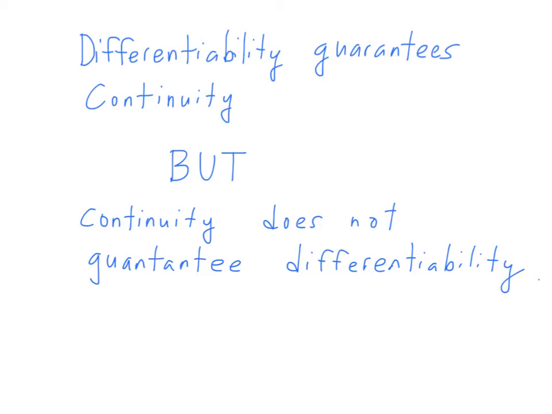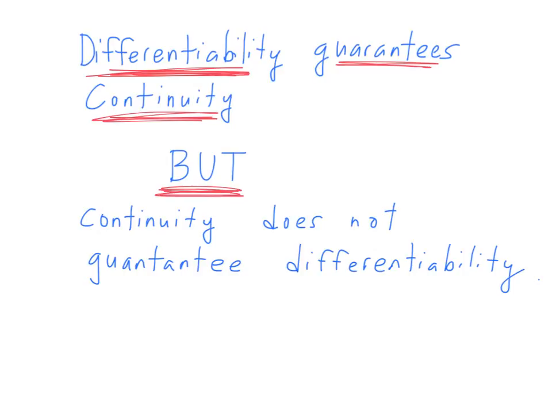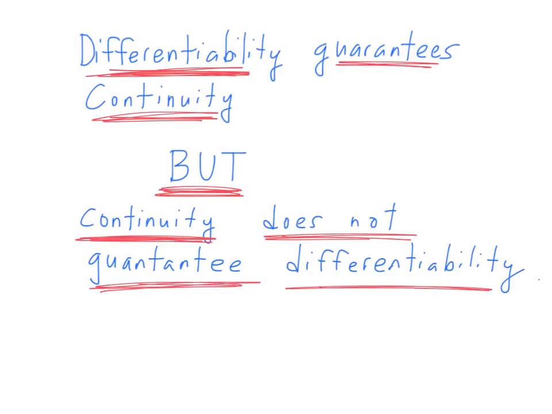Okay, and finally, here is an important phrase to keep in mind. Differentiability, so the fact that a derivative exists at a point, guarantees that the function must be continuous at that point. So if a derivative exists, we know that the function is continuous. So differentiability guarantees continuity. However, the converse here is not going to be the case. Being continuous, so continuity, does not guarantee differentiability.